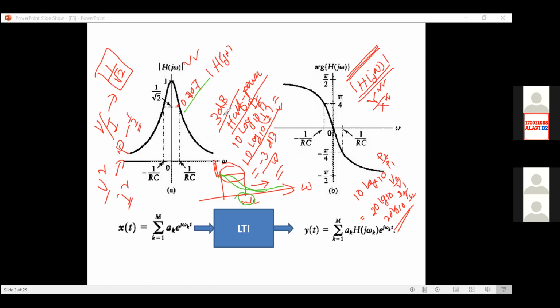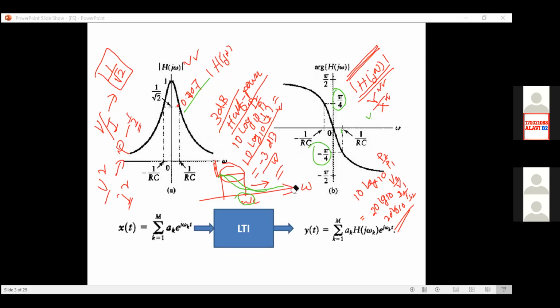Now, this is your magnitude spectrum. If we want to plot the phase, then by changing your frequency, you can easily plot your phase spectrum, which will be something like this. At your 3 dB point, you see that the phase difference between the input and output will be equal to pi divided by 4. And this is simple circuit theory.